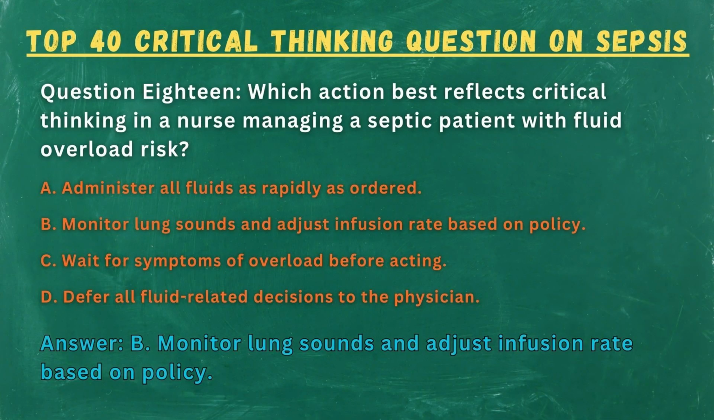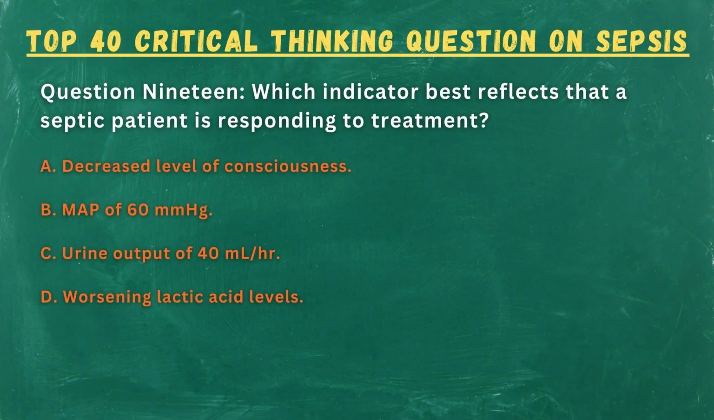Answer: B. Monitor lung sounds and adjust infusion rate based on policy. Question 19. Which indicator best reflects that a septic patient is responding to treatment? A. Decreased level of consciousness. B. MAP of 60 millimeters of mercury. C. Urine output of 40 milliliters per hour. D. Worsening lactic acid levels.